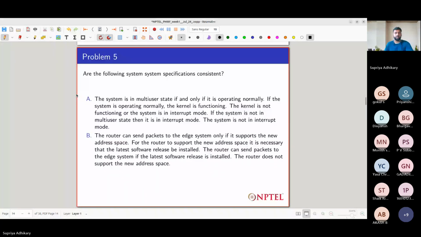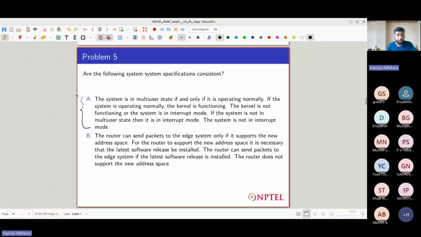Okay. Now, problem 5 is basically checking whether the given statements are consistent or not. So there are multiple statements given over here in A and B. We have to check whether the statements given in A and the statements given in B are all consistent or not. So let's see first the statement A. In statement A, we are given that the system is in the multi-user state if and only if the operating system is operating normally.